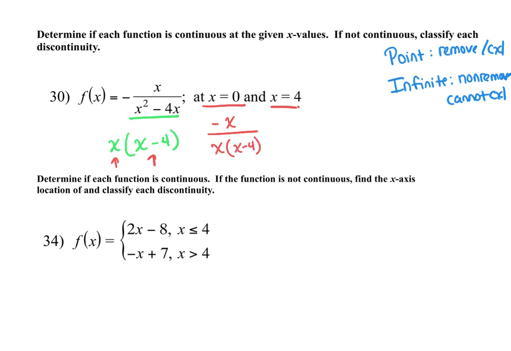We know both of those are discontinuities. We just need to figure out what type. All right? So for the 0, this is my problem with my 0. Can I cancel it? Well, yes, actually, I could cancel my problem with this numerator. I canceled the 0. What type of discontinuity is it? Point. So I have a point at x equals 0.